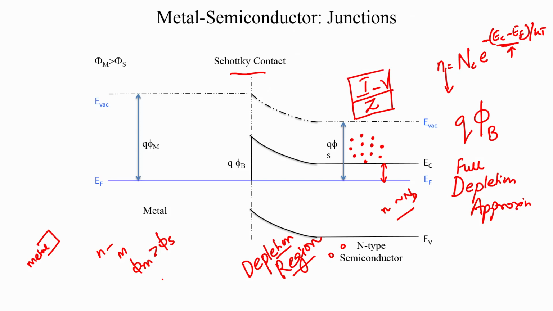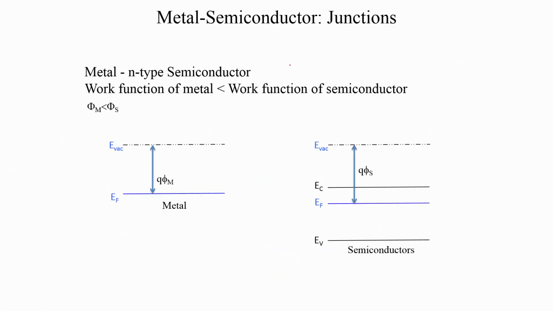So now let us just proceed. Let's move on from the Schottky contact and proceed towards the other kind of junctions. Let us say we again have a metal semiconductor junction, and the semiconductor is still an N type semiconductor, but this time we will let the work function of the metal be less than the work function of the semiconductor, which means phi m is less than phi s.